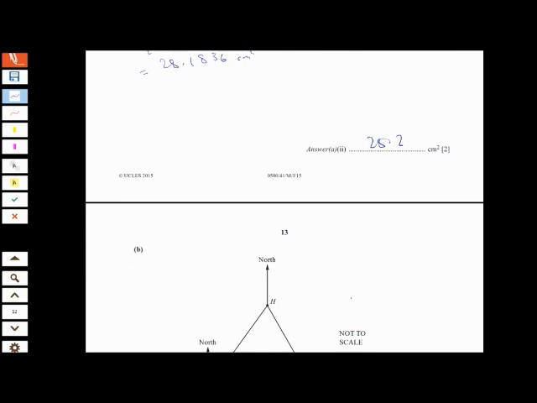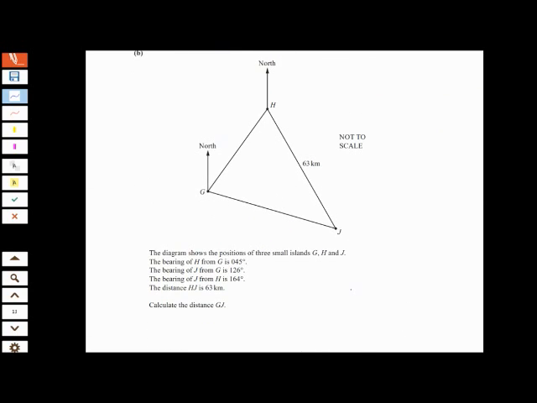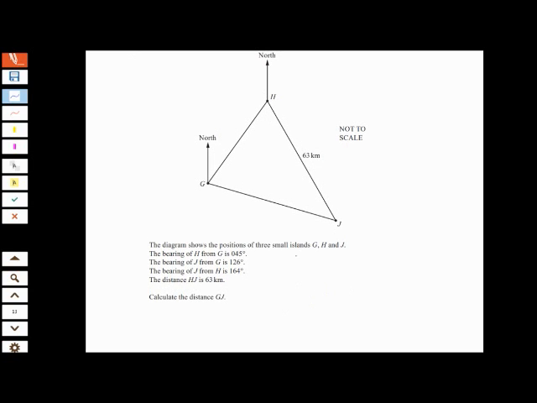And now to this. The diagram shows the position of 3 small islands, G, H, and J. The bearing of H from G is 45 degrees. From G, so you go to G, H is 45. And then the bearing of J from G, which is the same thing, is 126. And then the bearing of J from H is 164 degrees. Then the distance HJ is 63 kilometers. Calculate the distance GJ, which is this distance.